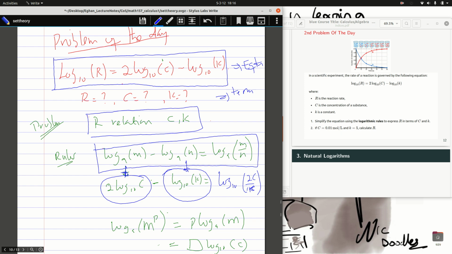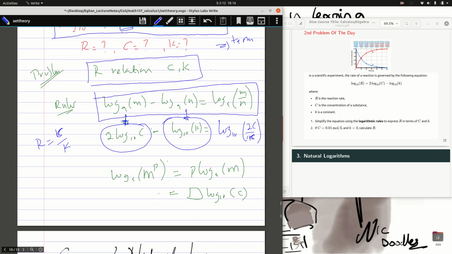Is this the answer? You realize that no, it can only be the answer if there was no 2 here. They could simply take the division and say, hey, R is equal to C on K. But there's a 2 there, so we have to employ this rule. So you go back to the slides, remember this rule. If the argument is raised to another index, it says take the index out and then evaluate the remaining logarithm. So what is the P in this question? The P is 2 log 10 C.